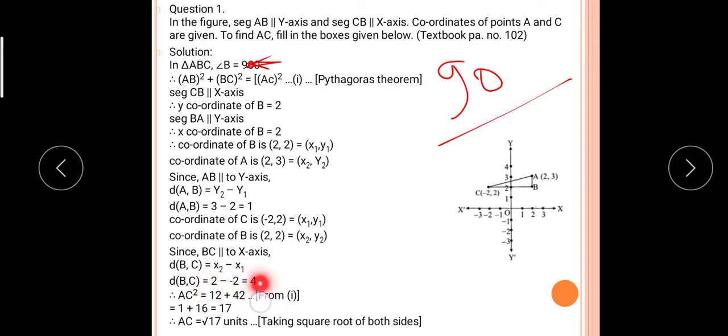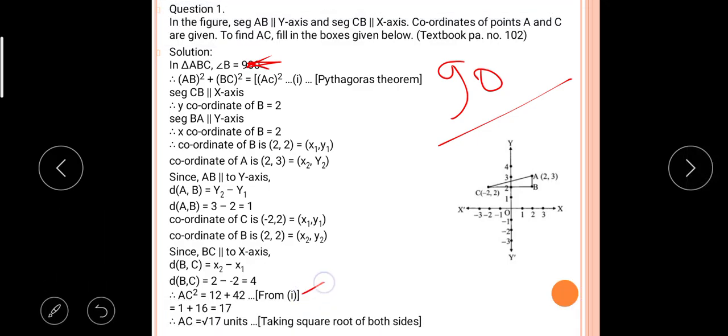Now, we got the lengths of AB and CB. So, substitute in formula 1. From 1, AC square is equal to AB square plus BC square. AB is 1 and BC is 4. This is 1 square plus 4 square. What will you get? 1 plus 16, that is 17. And by taking the square root, you will get AC is equal to root 17.